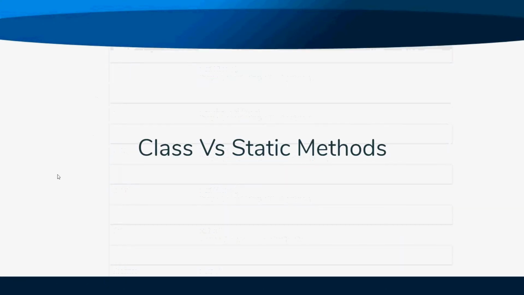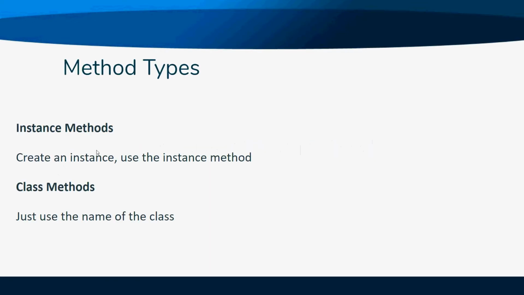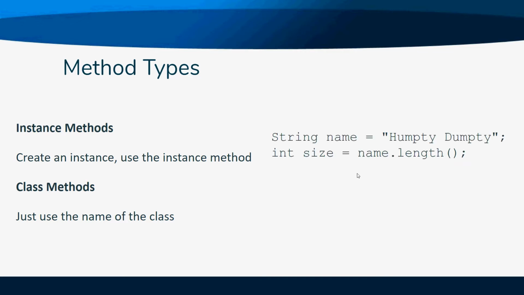Now I'm going to show you the difference between class methods and instance methods. Instance methods: you create an instance and then you use the instance method. In class methods, you just use the name of the class. Let me show you what that means, because that makes no sense. Here I say String name equals Humpty Dumpty. We've done strings before. And now I want to find the size of the string. So I could say size equals name.length.